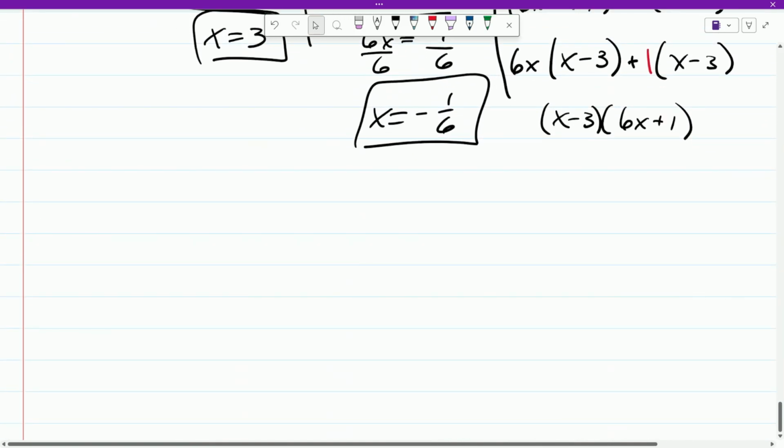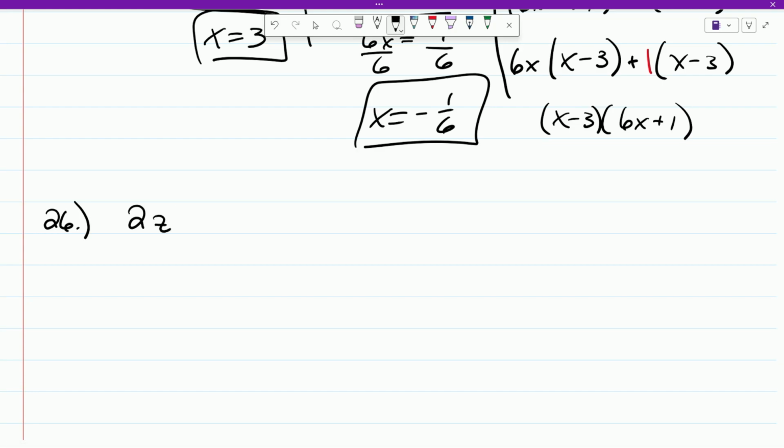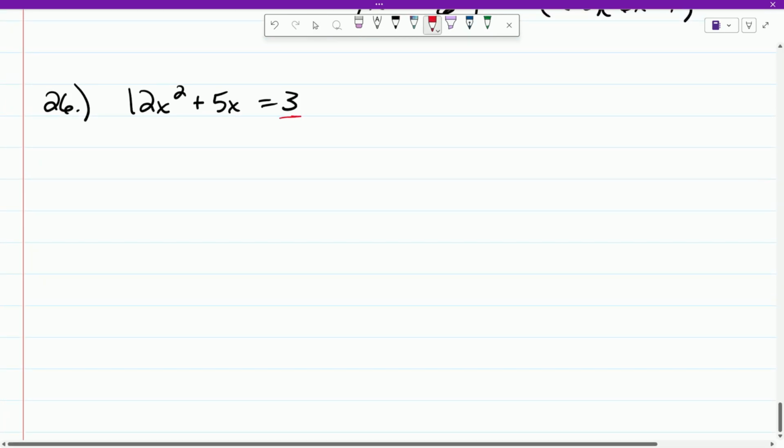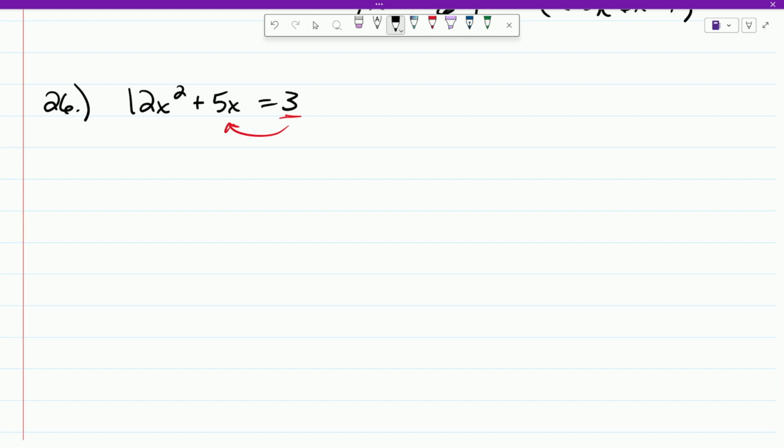So now let's go ahead and do 26. So 26 is 2 z to the second. No, I'm sorry, wrong number. 26, 12x to the second plus 5x equals 3. All right, step number 1, set it equal to 0. So I'm going to take this positive 3 and move it over to the left. To do that, positive 3 on the right, negative 3 on the left. 12x to the second plus 5x minus 3 equals 0.